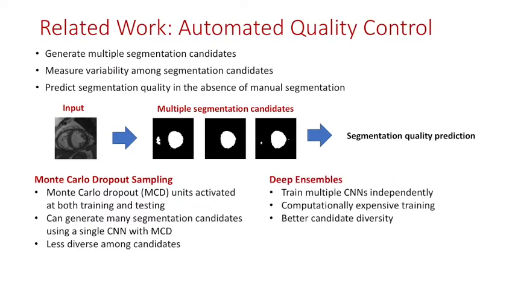Another popular approach to generate multiple candidates is deep ensembles. Multiple convolutional neural networks are trained independently to generate different segmentation candidates, but this approach is more expensive to train compared to the Monte Carlo approach. For example, if you want to generate 100 segmentation candidates, then you need to train 100 neural networks, and that can be quite expensive. But it has the advantage of having better candidate diversity, which is important for robust quality control. In this work, we aim to combine the advantages of both.